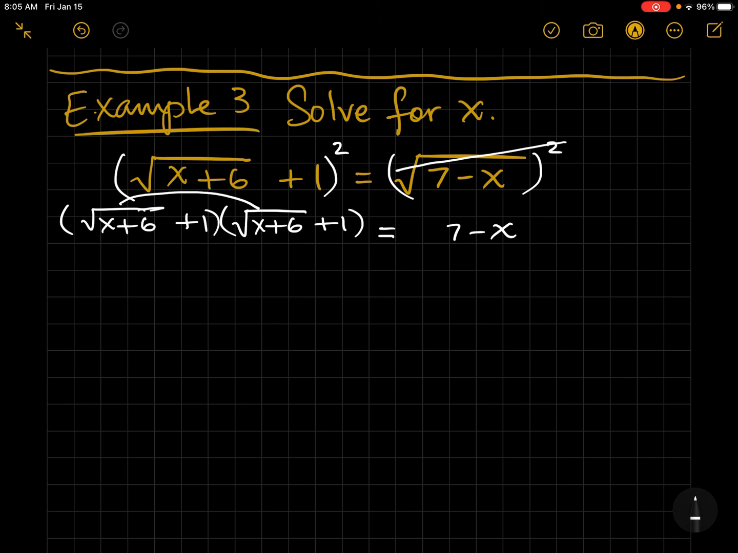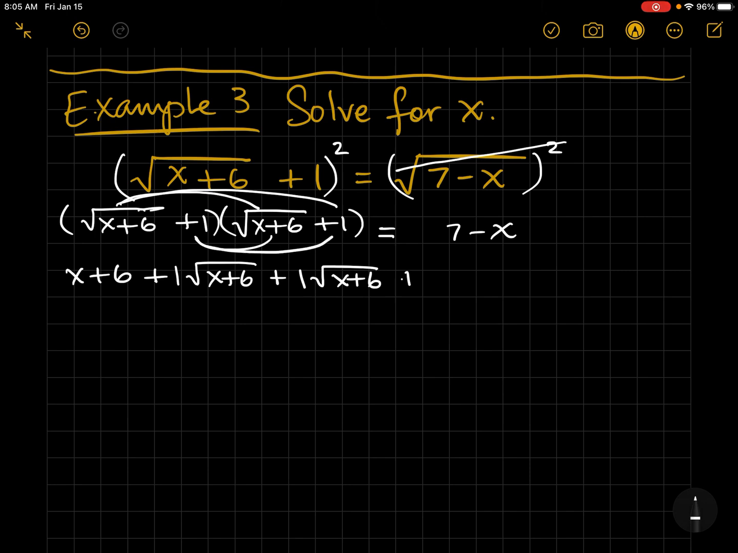So we're going to do first. When we do first, that squares it, and we just get x plus 6. We're going to do outer, which gives us 1. And then when we do inner, we get another 1. Now, these are indeed like terms. And then last, we get 1 times 1 is 1.